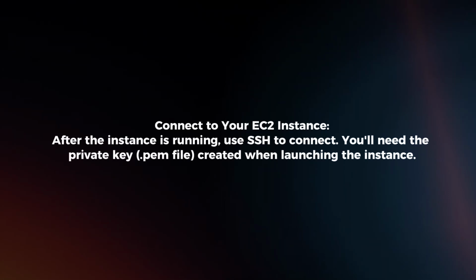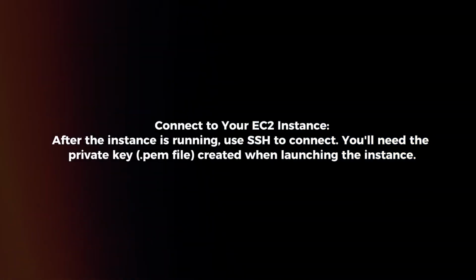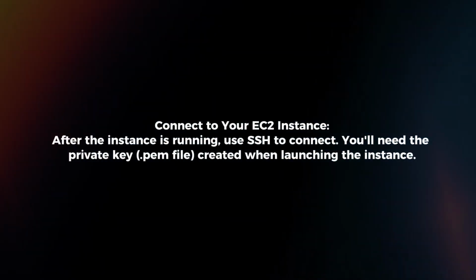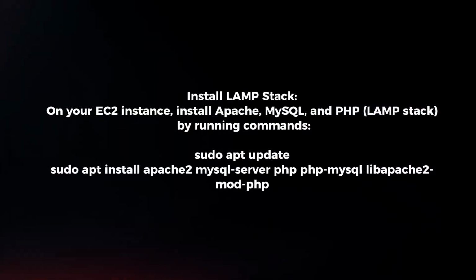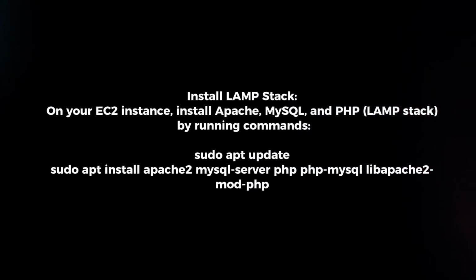Connect to your EC2 instance. After the instance is running, use SSH to connect. You will need a private key created when launching the instance. Install LAMP-stack. On your EC2 instance, install Apache, MySQL, and PHP by running commands.